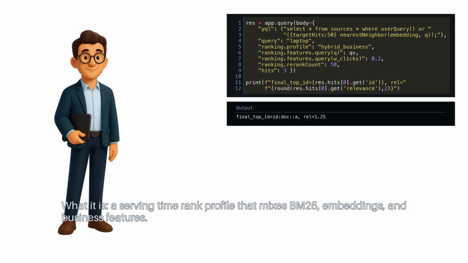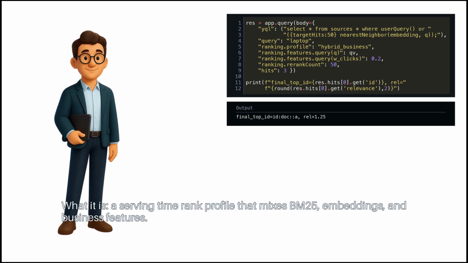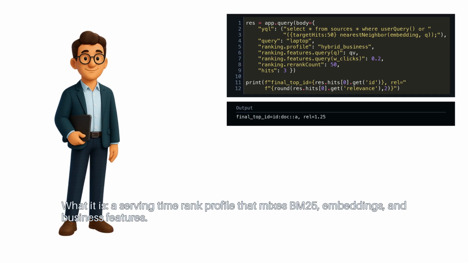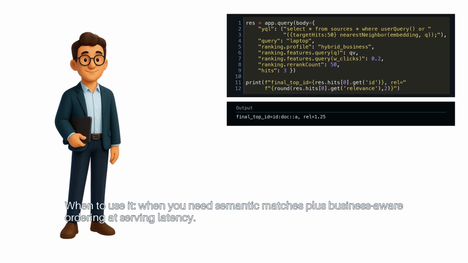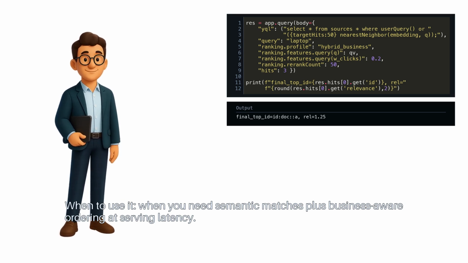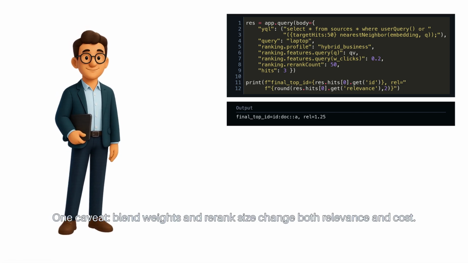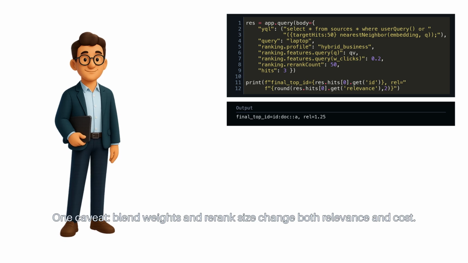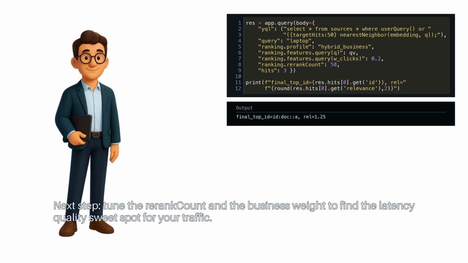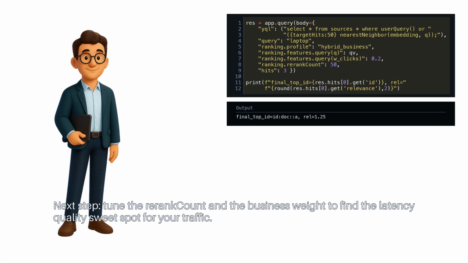Recap. What it is: a serving time rank profile that mixes BM25, embeddings, and business features. When to use it: when you need semantic matches plus business-aware ordering at serving latency. One caveat: blend weights and re-rank size change both relevance and cost. Next step: tune the re-rank count and the business weight to find the latency quality sweet spot for your traffic.